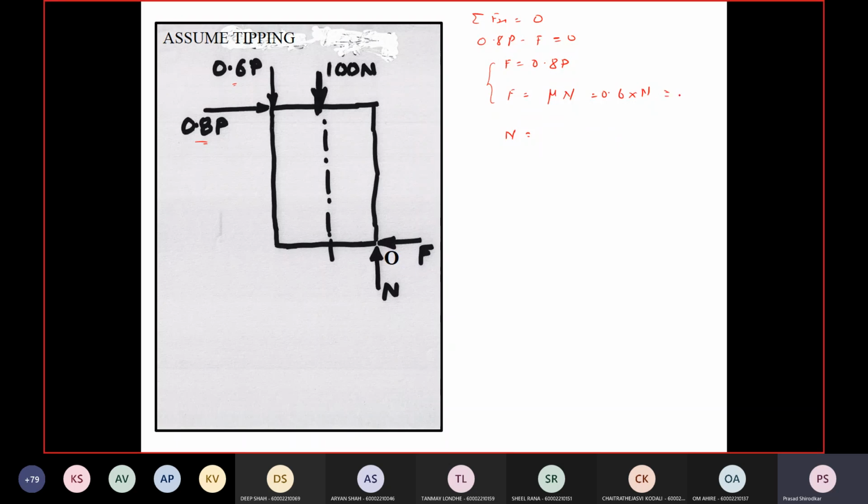This is equal to 0.8p. Okay, so n becomes 4 by 3. So then summation fy is equal to 0. So n minus 100 minus 0.6p is equal to 0. So n is 4 by 3 times p minus 100 minus 0.6p is equal to 0.